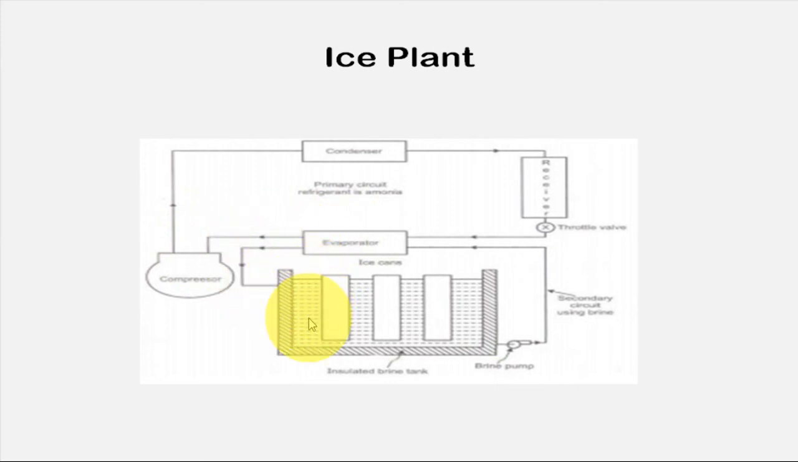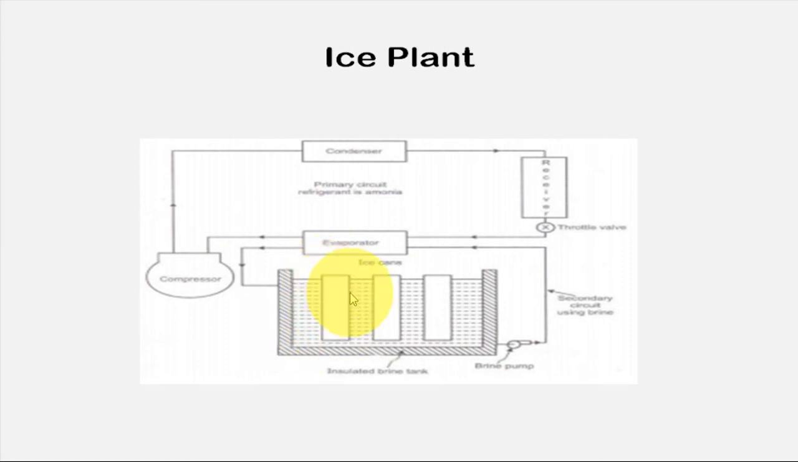It will again enter into this tank. So again this cool brine solution absorbs the heat from the water, so that the water gets converted into ice. The brine solution is again sent to the evaporator, where the primary refrigerant like ammonia or R134A absorbs the heat from the brine solution. So the brine solution gets cool and again enters into this tank. Again it will absorb the heat from the water, so that ice will form.